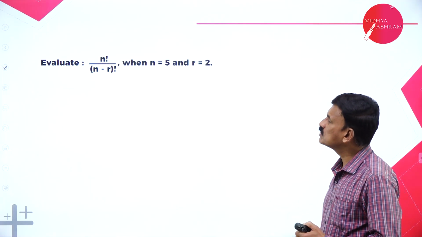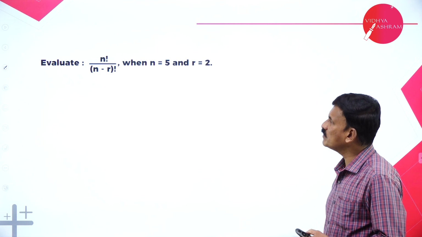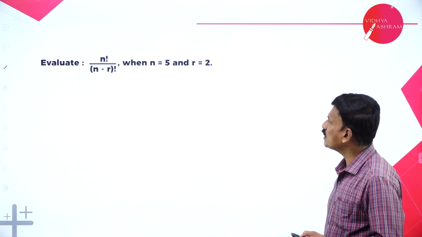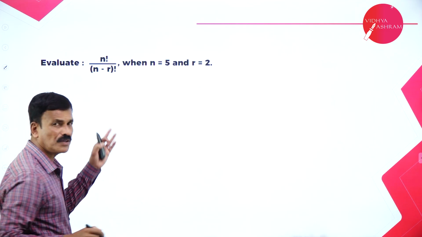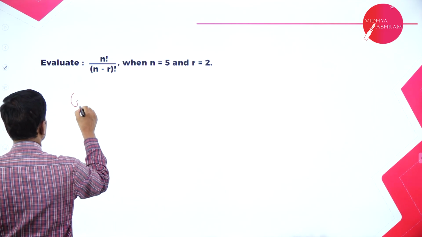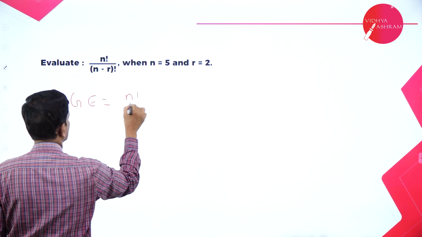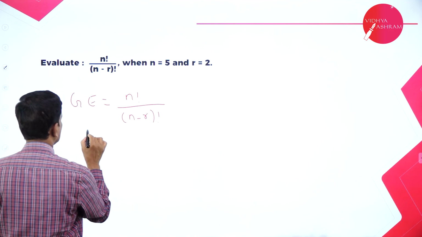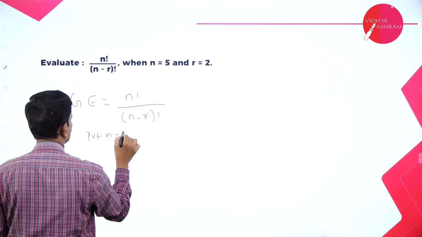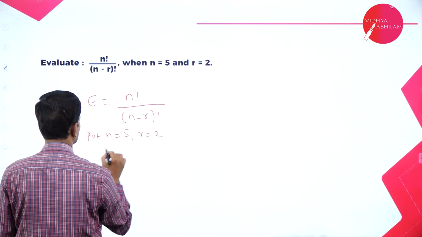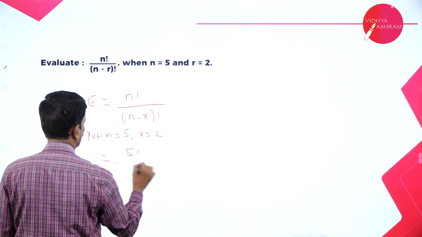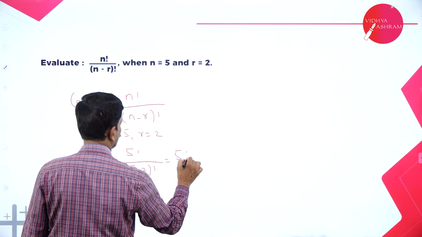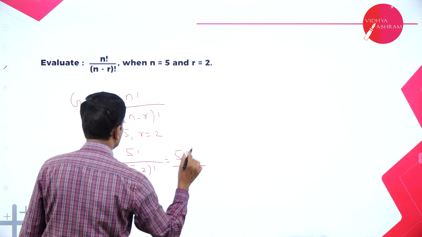Next, evaluate. Here a formula is given. Evaluate n factorial divided by n minus r factorial, where n is equal to 5 and r is equal to 2. Now we have to find out this value. What is the given equation? N factorial divided by n minus r factorial. Put n is equal to 5 and r is equal to 2. So you will get 5 factorial divided by 5 minus 2 factorial. That is 5 factorial divided by 3 factorial.